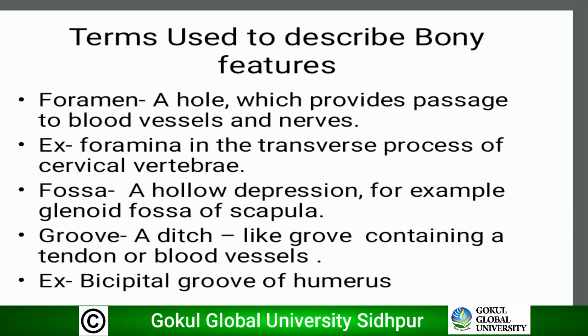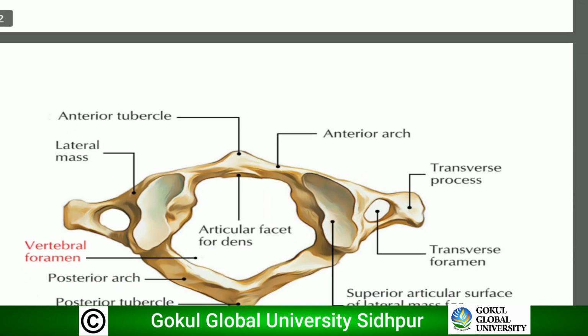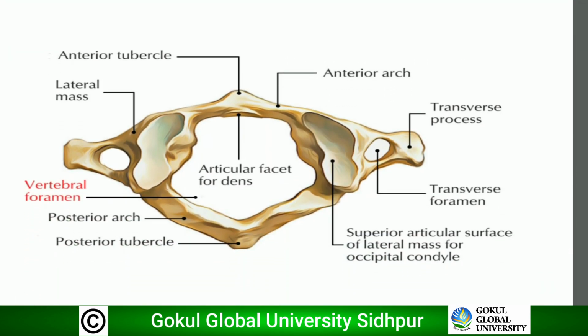Terms used to describe bony features. Foramen, as its name suggests, is a hole which provides passage for blood vessels and nerves. Example, foramina in the transverse process of cervical vertebrae. In this diagram you can see a hole-like structure, the transverse process foramina in cervical vertebrae, which give passage for blood vessels. As well, you can see a large hole. This is termed the vertebral foramen, which gives passage for the vertebral column.